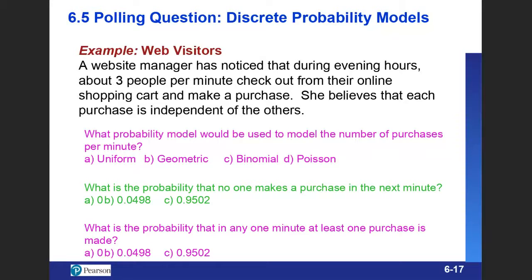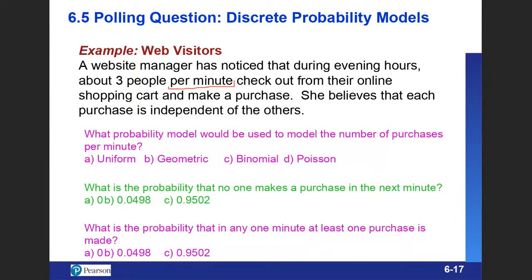So the question says, a website manager has noticed that during evening hours, about 3 people per minute check out from their online shopping cart and make a purchase. She believes that each purchase is independent of the others. Okay, so can we assume evening hours is 6 p.m. to 6 a.m. in this question? Or does that not matter? It does not matter because I'm concerned about the per minute.